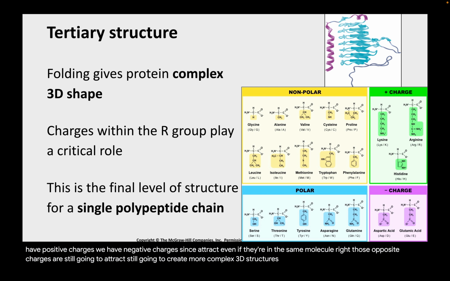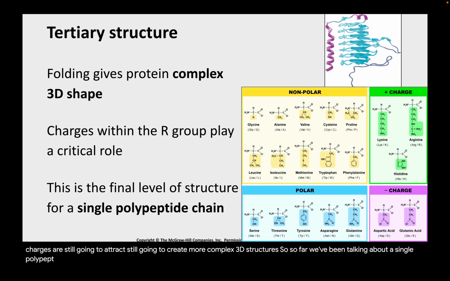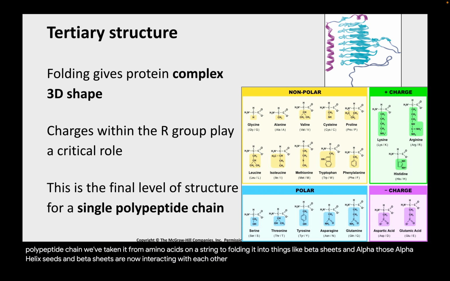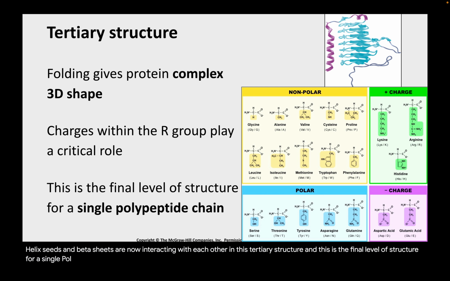So far we've been talking about a single polypeptide chain. We've taken it from amino acids, beads on a string, to folding it into things like beta sheets and alpha helices. Those alpha helices and beta sheets are now interacting with each other in this tertiary structure. And this is the final level of structure for a single polypeptide chain, for a single polymer. But this is not the last level of structure for a protein. We get even more complicated.